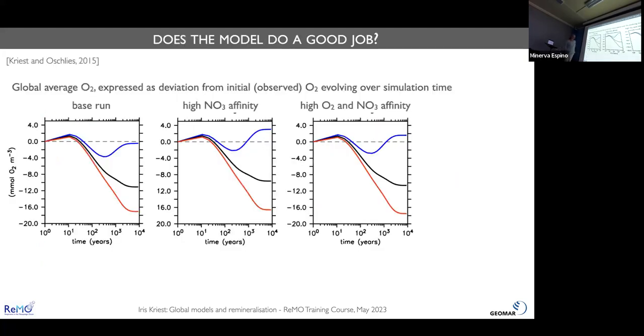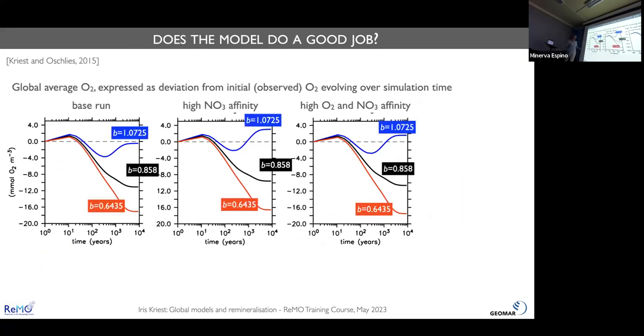So let's come back to a little example. We've seen this plot here with the 3 different lines over time. And I said I can play around quite happily with the parameters because the model is quite efficient. So I can also play around with the remineralization rate constants, so for example, the oxygen and nitrate affinity for remineralization or respiration.